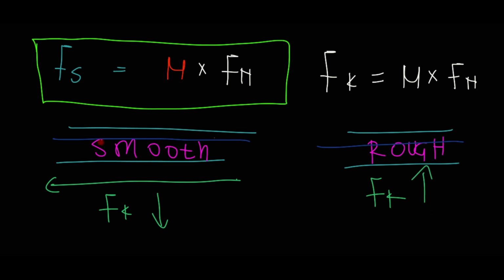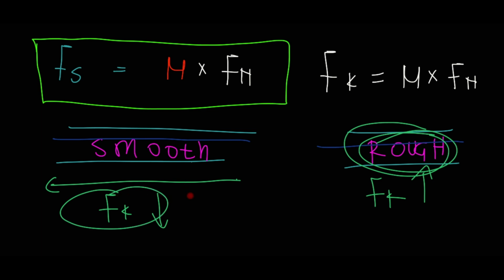Because you can move an object on the smooth and then on the rough. Because this one is rough, it will be difficult to move this object. Therefore you will apply a lot of force. So that is why on a rough surface the friction will be high, and for this one it will be small. So coefficient of friction is directly proportional to the frictional force. The higher the coefficient of friction, the higher the frictional force. The smaller the coefficient of friction, the smaller the frictional force. So coefficient of friction depends on the nature of the surface.